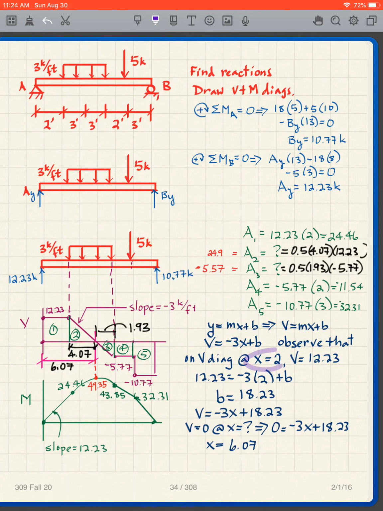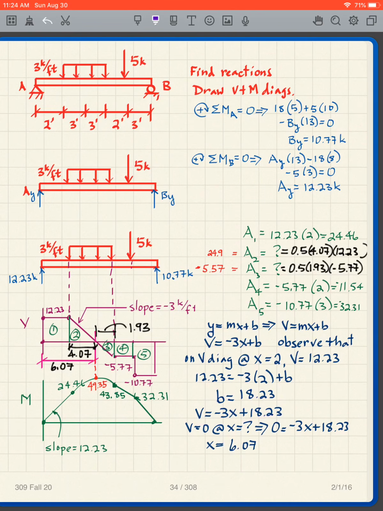I take my x equals 2, I put it in there. I take my v equals 12.23, I put it in there, and then I solve for b. You can all do this. This is basic trigonometry. I get b equals 18.23, and so there's the equation of my line.